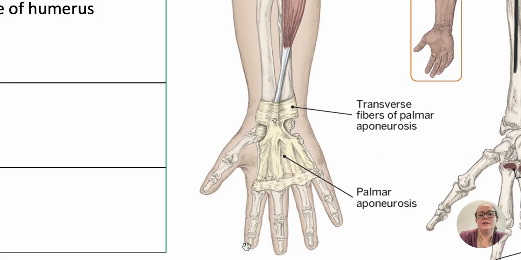This is connective tissue, the aponeurosis. This is the cable tie for all those tendons so that you don't have tendons just floating around in your hands. Aponeurosis, the cable tie for your tendons.